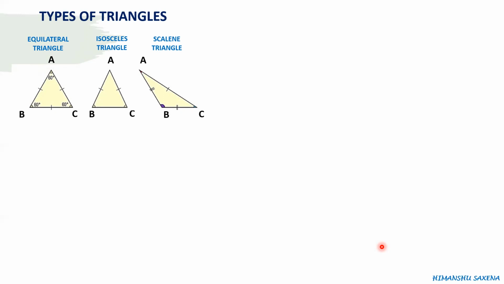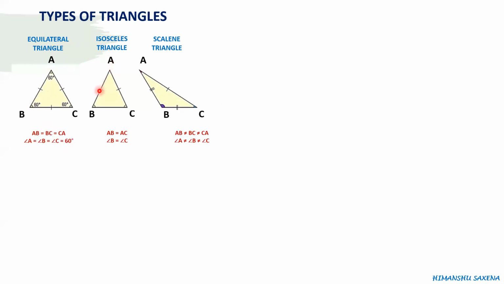Equilateral triangle, when all the three sides are equal. Isosceles triangle, when two of the sides are equal. And scalene triangle, when none of the sides is equal to each other. In an equilateral triangle, all three sides are equal to each other and all three angles are also equal to each other, and these three angles are equal to 60 degrees.